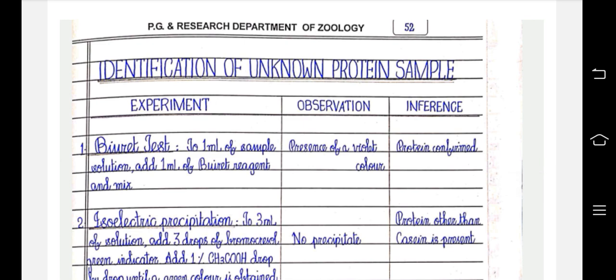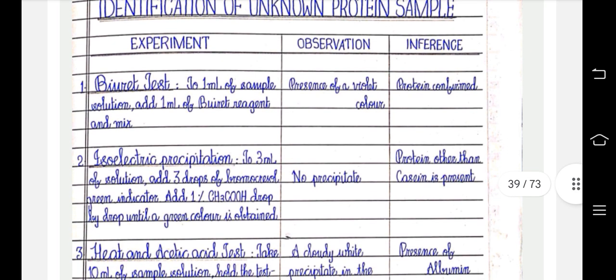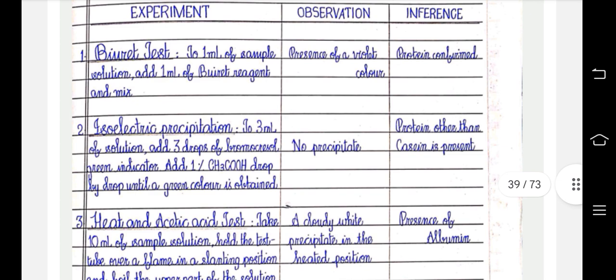Identification of unknown protein sample. First we performed Biuret test to confirm the presence of protein. That means to 1 ml sample solution, add 1 ml of Biuret reagent and mix. Presence of violet color, protein confirmed. Isoelectric precipitation. To 3 ml of solution, add 3 drops of bromocresol indicator. Add 1% CH3COOH drop by drop until a green color is obtained.